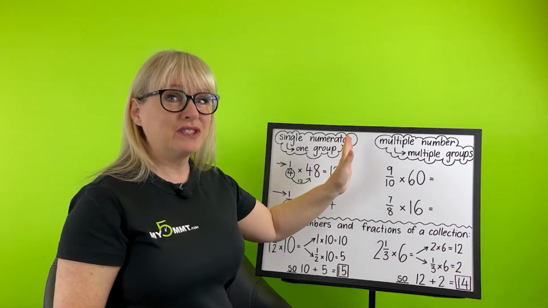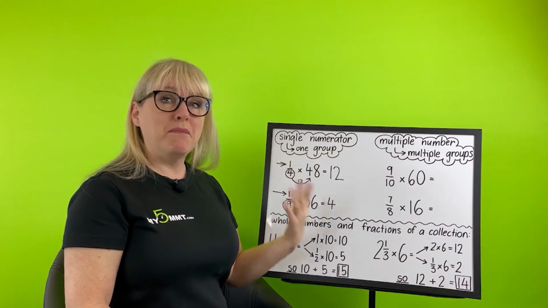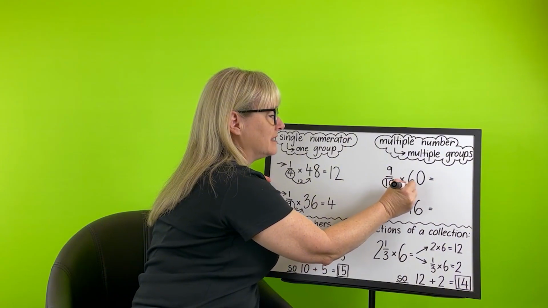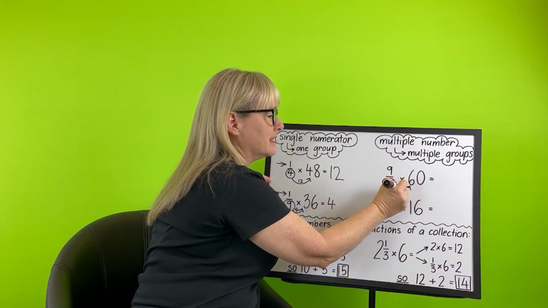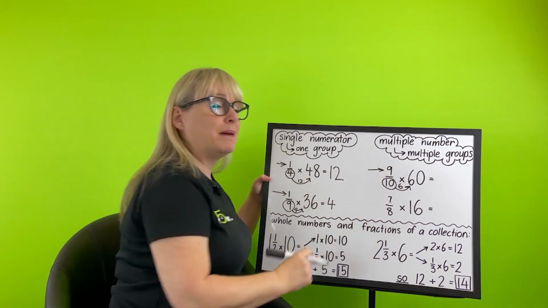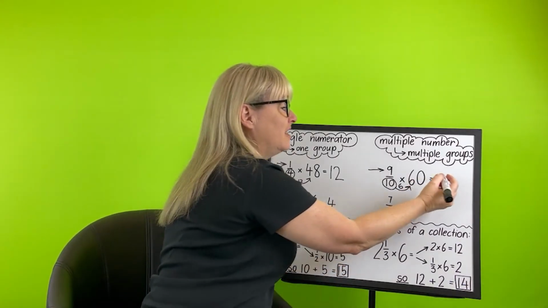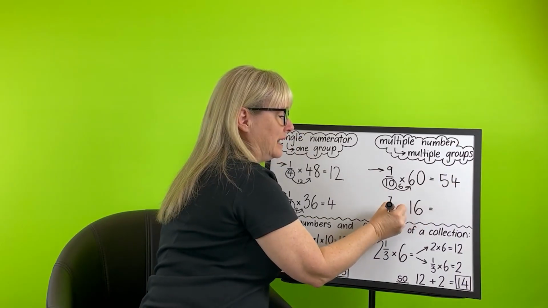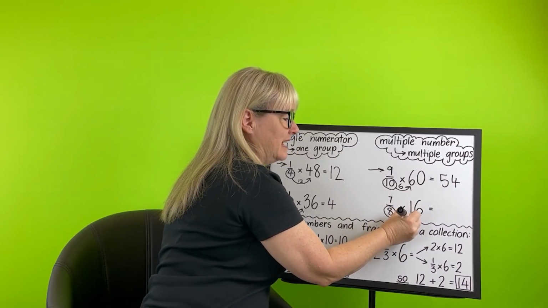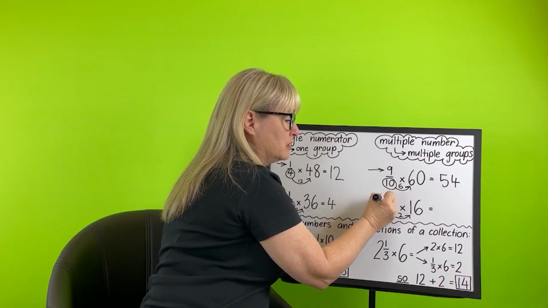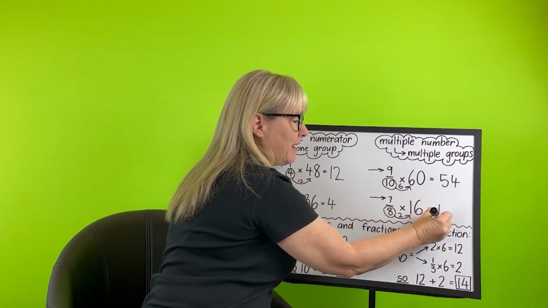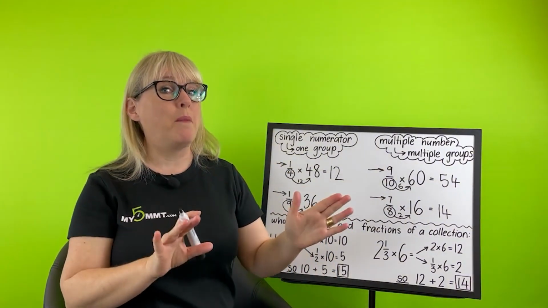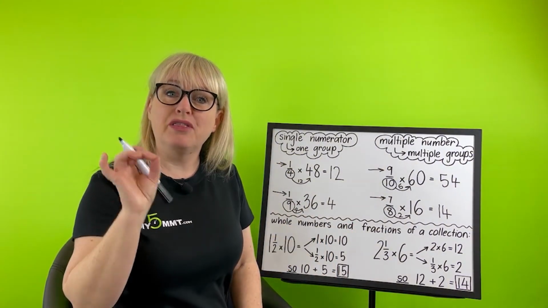Whereas we can also have multiple groups where we say how many 10s are in 60, that would be 6, and we times by the top number 9. 6 9s or 9 6s are 54. How many 8s are in 16 is 2. We multiply by that top number and we get 14. So look to see if it's one group or more groups on the numerator on the top.